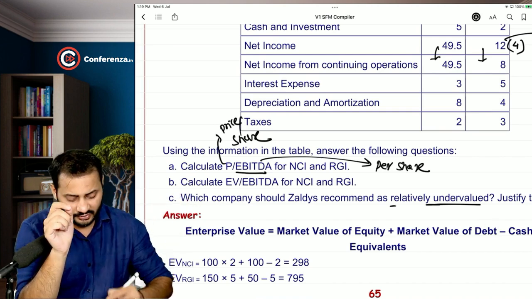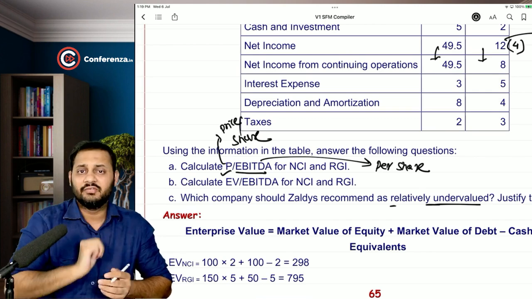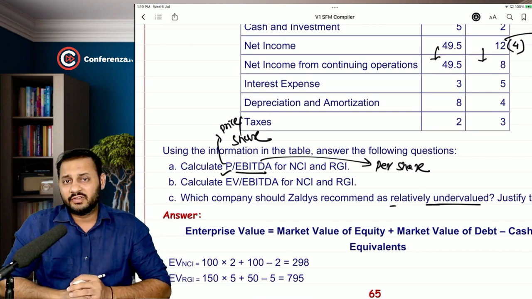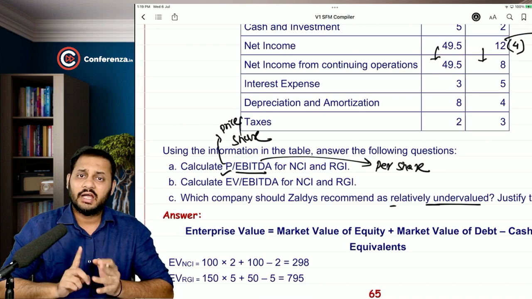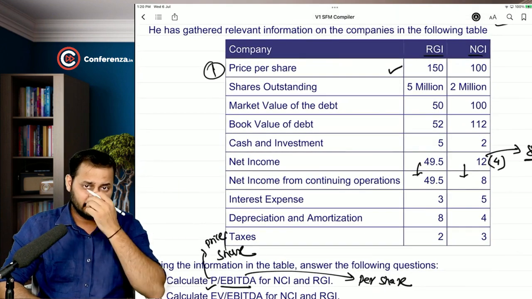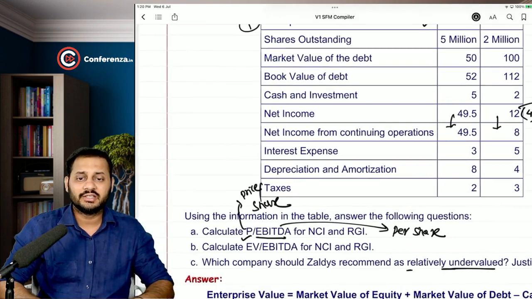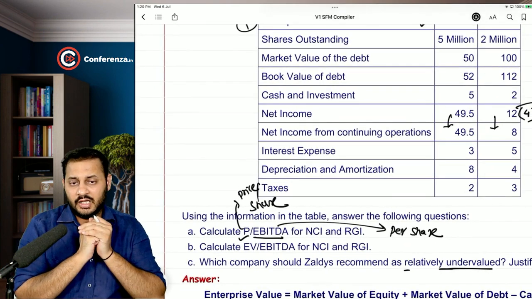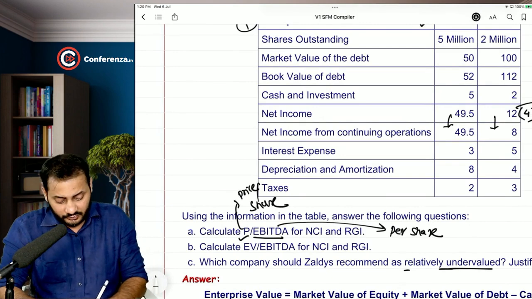So price is already given to us. We need only 3 figures. Please understand. Only 3 figures. The price, EBITDA and enterprise value. The price is already given to us, the first figure. The second thing that we need to calculate is the EBITDA. And we have to reach here, EBITDA.